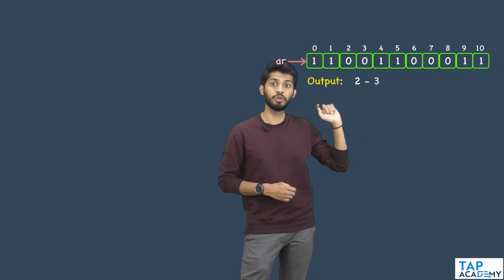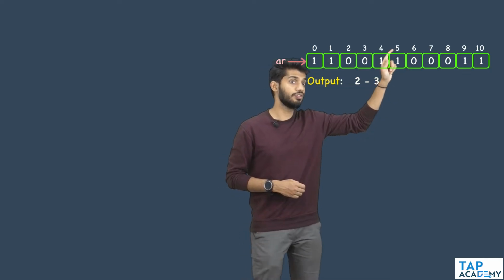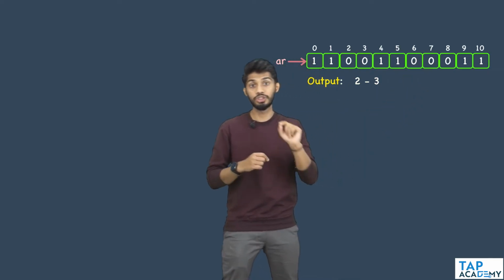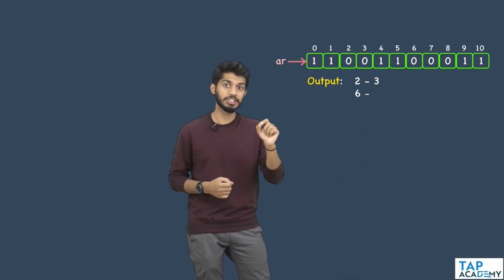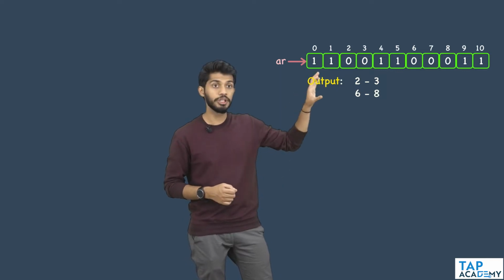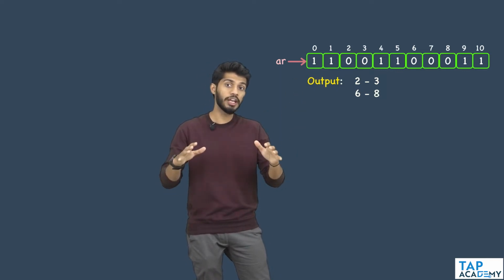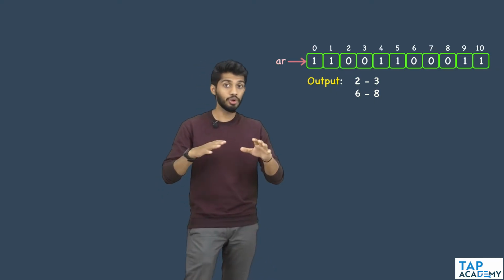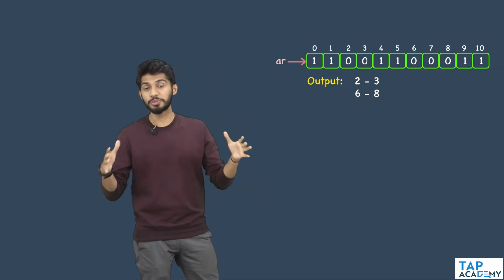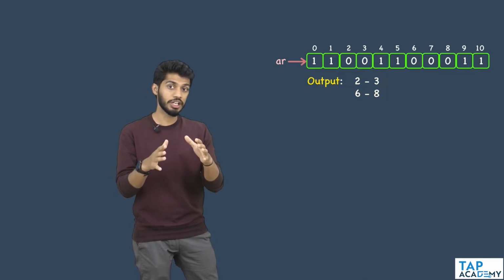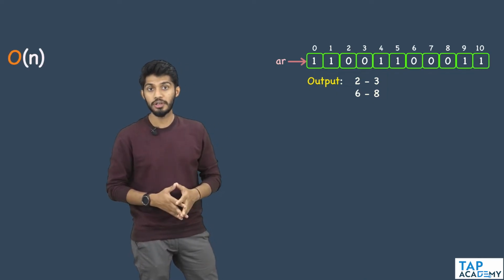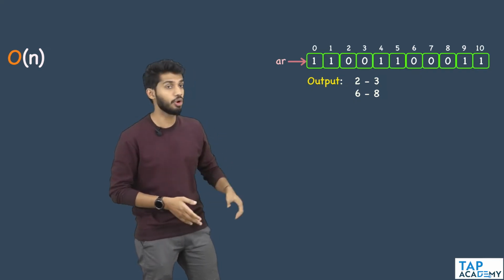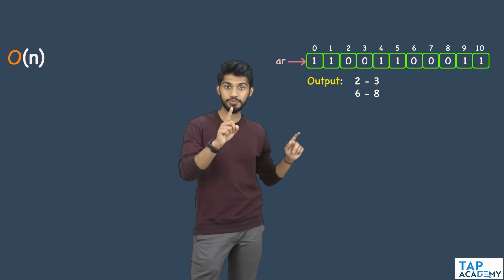So 2 and 3 I need to print, and after that, over here if you observe, the group of 0s starts from 6 and goes up till 8. So 6 to 8 is what I need to print, meaning 6-8. So that should be the output. Now, how can I approach that particular output is the question. I told you at the start that I can solve this algorithm with a time complexity of big O of n. Now how is that? Let's see. Since it is big O of n, definitely I am going to traverse this array once.